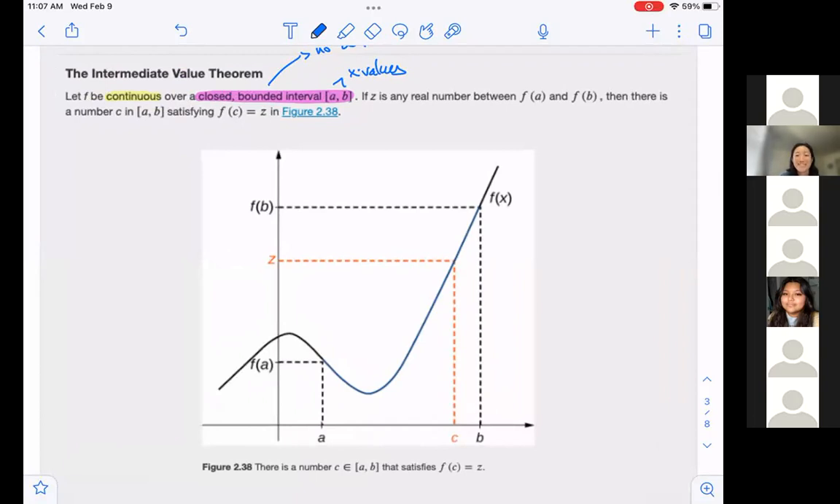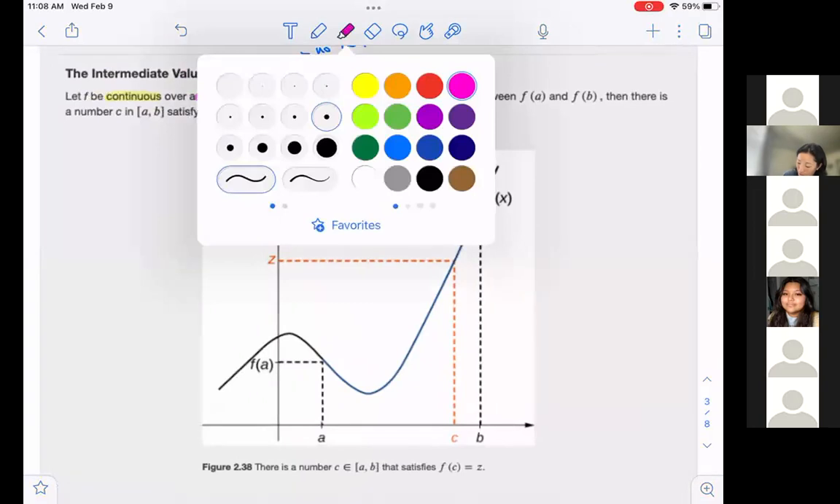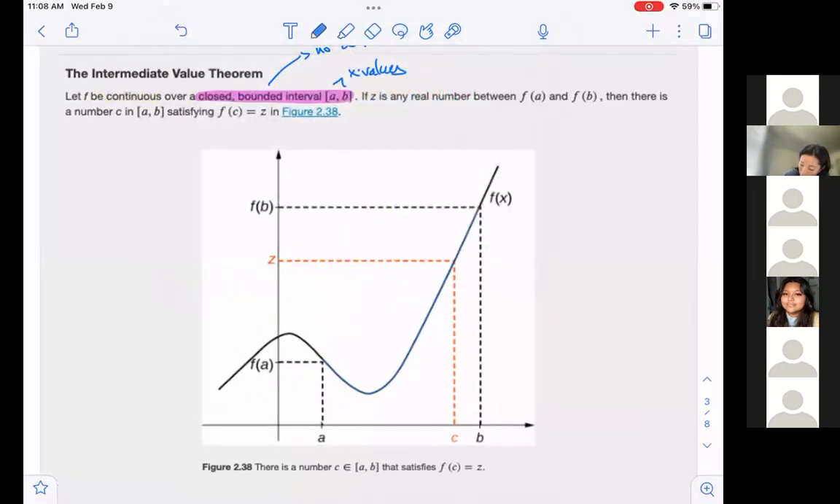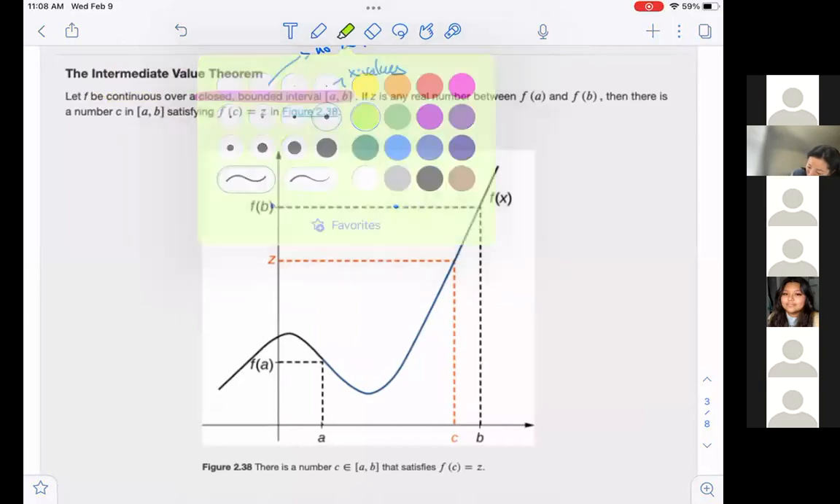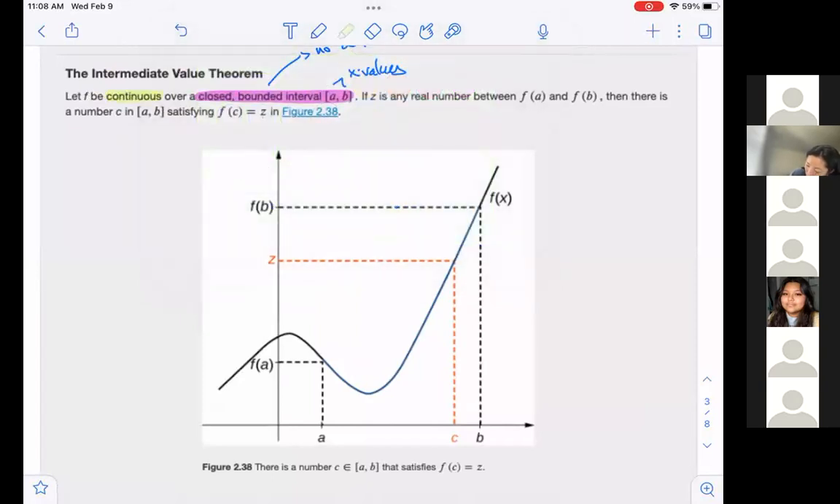Okay, so if z is any real number between f of a and f of b, all right? So maybe I shouldn't have used yellow over here. Maybe I should have used green, which kind of looks yellow. But f of a is like the yellow point that you drew in the pictures below. f of b is like the orange points that we drew. This is my f of b. This is my f of a.